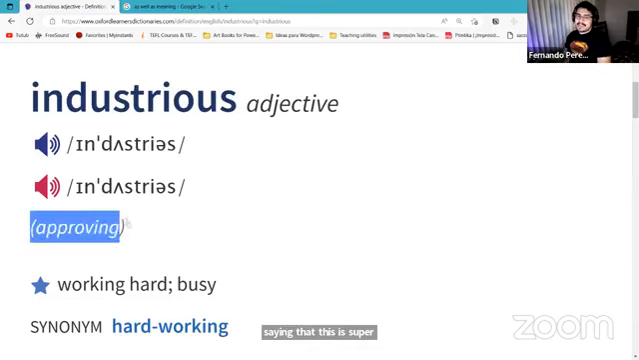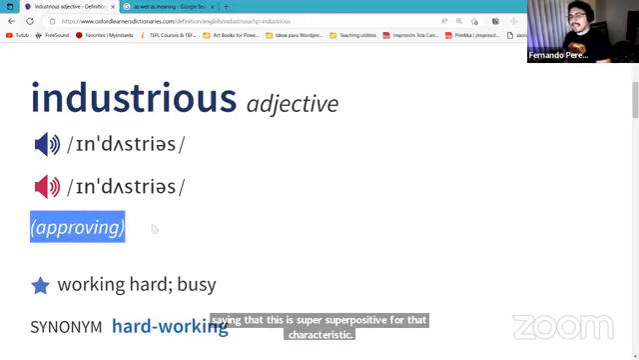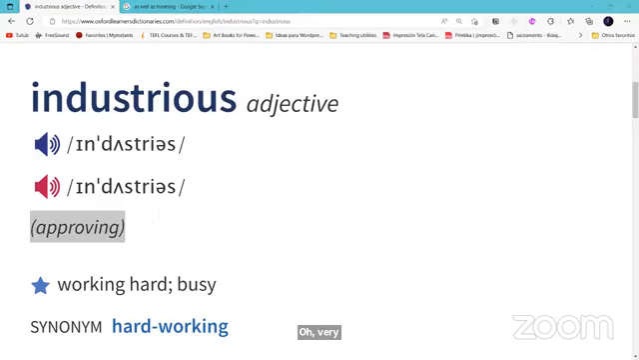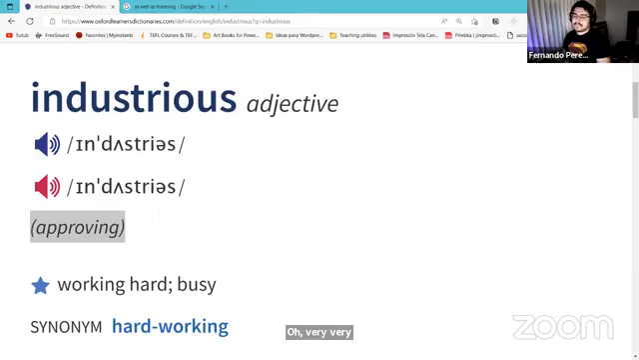That's the reason you have these parentheses. This parenthesis, approving or disapproving, means that the description is very, very positive or very, very negative. So this is a very positive description. What kind of person is industrious for you?